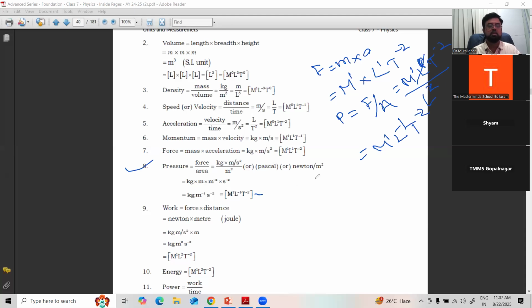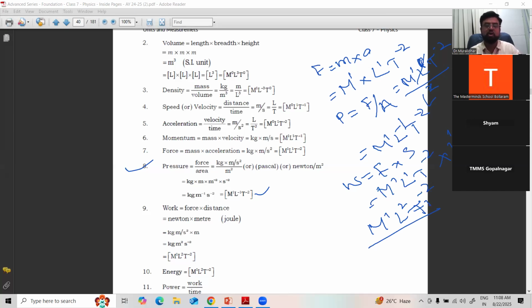See here, work. Work is nothing but force into displacement. Force is already written, M1, L1, T minus 2. Displacement is again L1 only, length. So it can be M1, L square, T minus 2 for the work done.